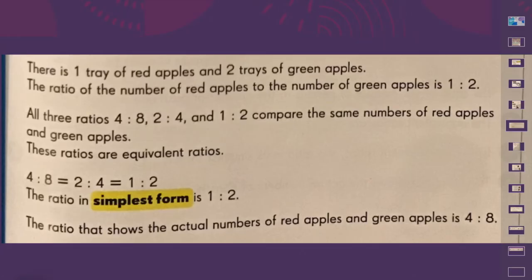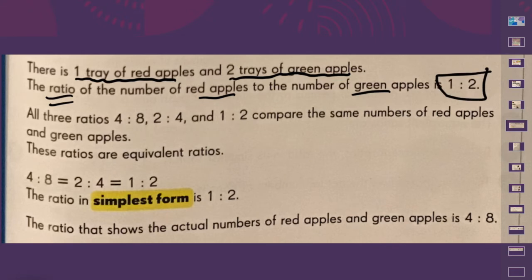And so we saw on that previous picture that 1 tray of red apples and 2 trays of green apples, well, the ratio that's being shown there of the number of red apples to the number of green apples would be 1 to 2. So now let's look at these 3 ratios that we just talked about. The first one we looked at, there were 4 red apples to 8 green apples.